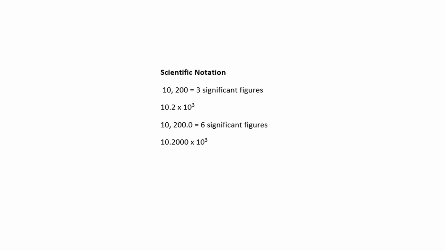Another example of how to convert to scientific notation would be the number 10,200, which has three significant figures. To appropriately translate this to scientific notation, you need to reflect 10,200 as 10.2 times 10 to the third, which also has three significant figures. Then we can look at if there's a decimal involved, such as 10,200.0. Because of the decimal, this number now has six significant figures. And you need to reflect this in scientific notation as 10.2000 times 10 to the third. This also has six significant figures and would be the appropriate way to write 10,200.0 in scientific notation.